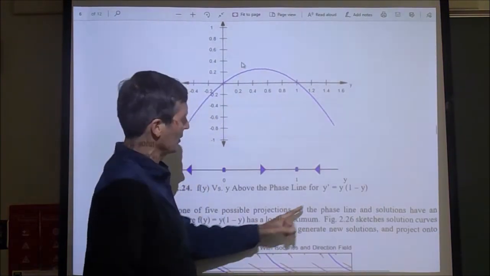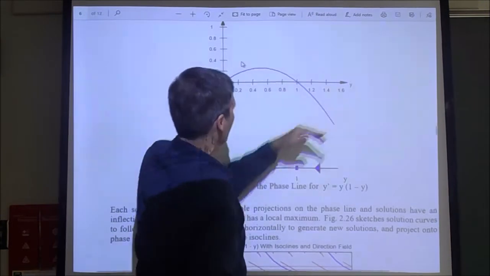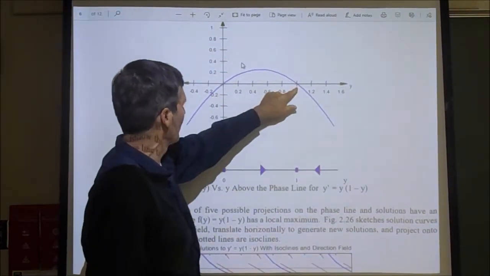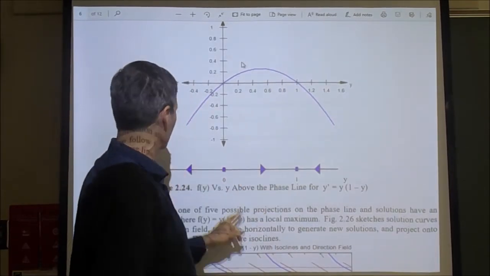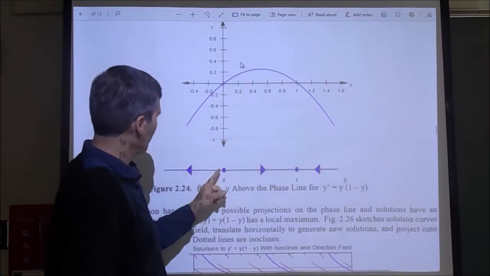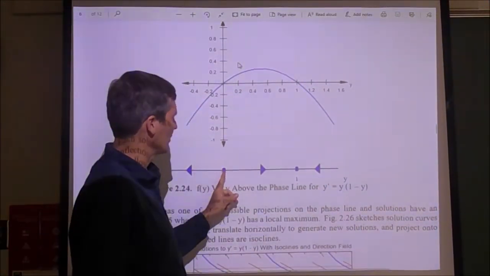So what you do is you draw the right side, y minus y squared, a downward parabola. Then you can use that to see where it is equal to 0. Oh, it's at 0 and 1. Those will be the critical points in your phase line. So the phase line is the y number line. Each point that makes the right side equal to 0 is a critical point, 0 and 1.